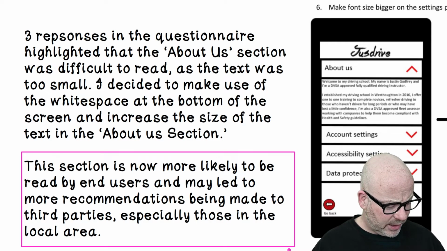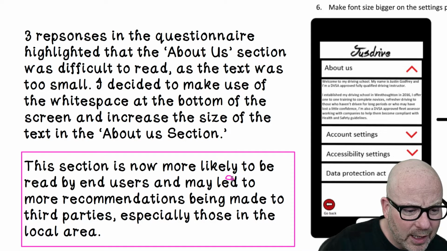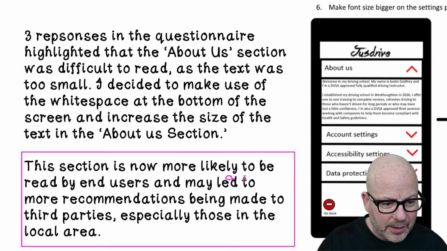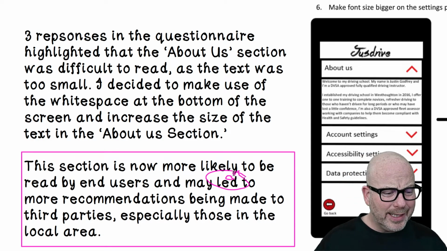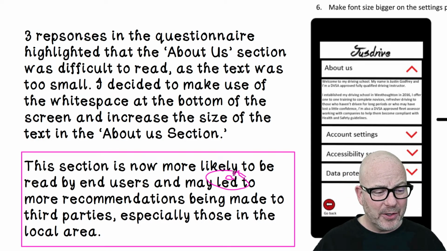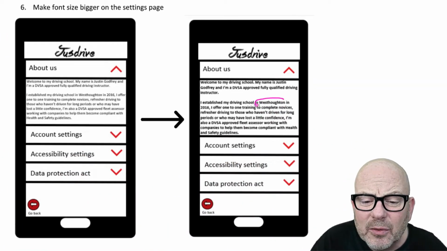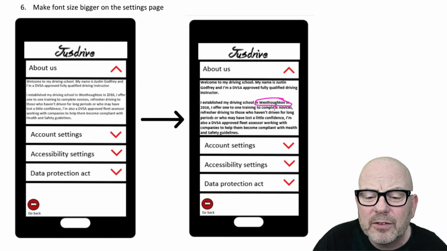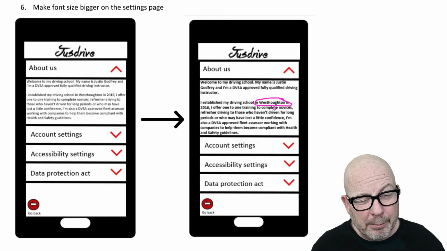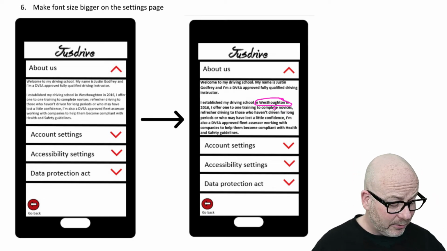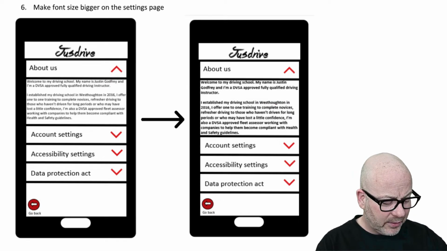Now this student, who unfortunately is me, has also made a mistake here, because this should be an LEA there. Shocking, isn't it? So I would have tutted at that. So this may lead to more recommendations being made to third parties, especially those in the local area. Because if you look over here, it's got West Houghton, which is where this driving school is. So it might be they want to support local businesses. So listen, it may or may not be the case, but I am showing analysis by doing that. All right, so that's one of the ways that you can do this.